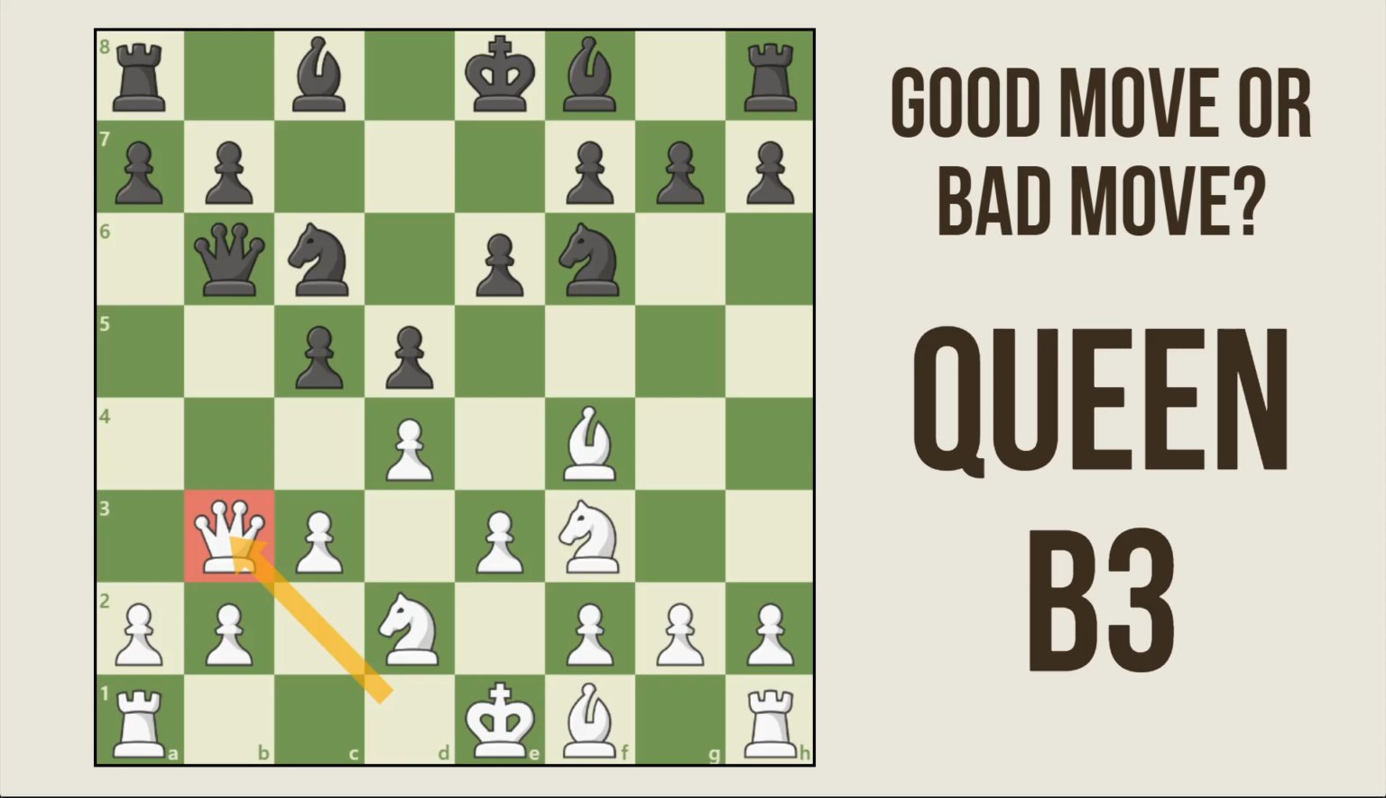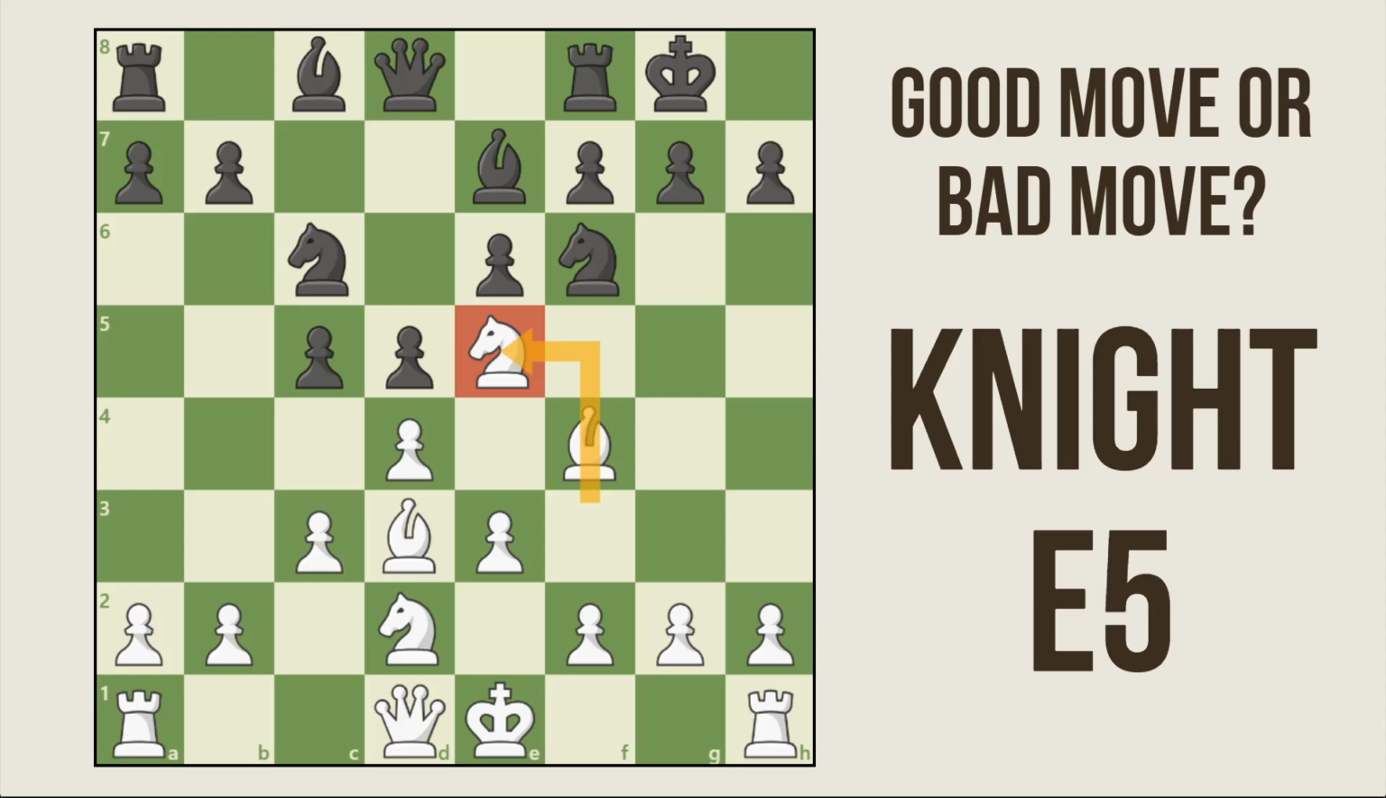Remember that the alternative was, so queen c2 and pawn b3 are all completely fine moves. Queen b3, and also a good move as well. So good move, yeah. Well done, guys. Knight e5. Good move or a bad move?